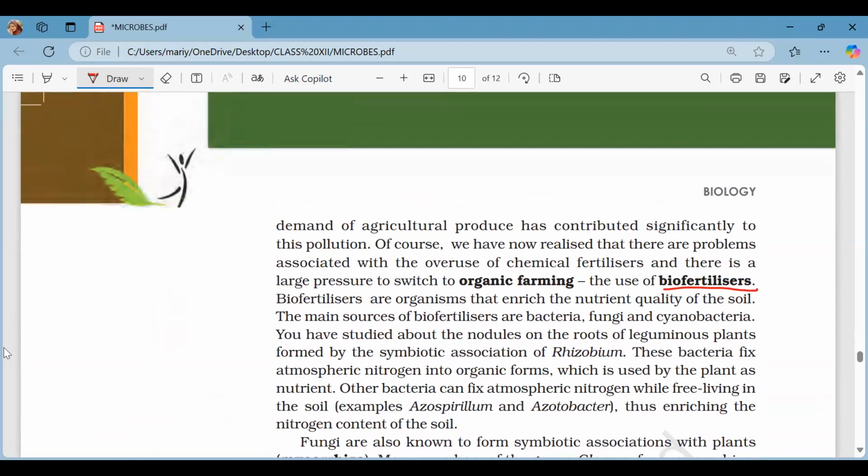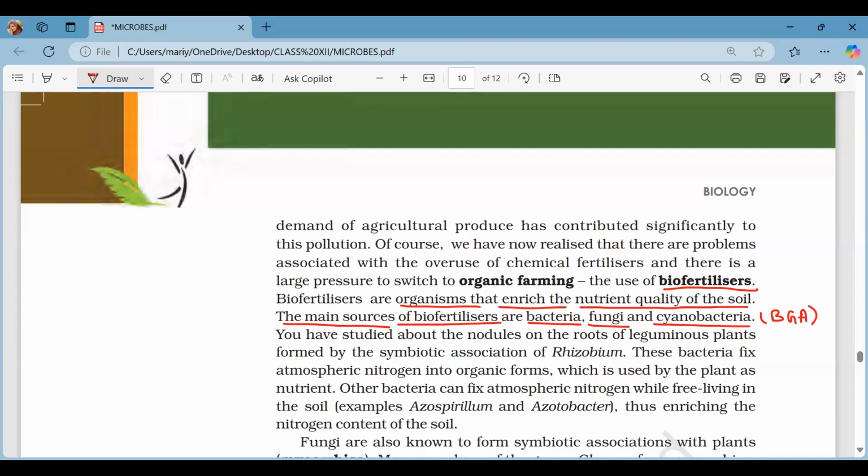microorganisms or certain organisms are used as fertilizers instead of the chemical. Just like how biocontrol agents are there, same way, biofertilizers are also there. Now, biofertilizers, these are the organisms that enrich the nutrient quality of the soil. The main sources of biofertilizers are bacteria, fungi, and cyanobacteria, which is also known as blue-green algae.